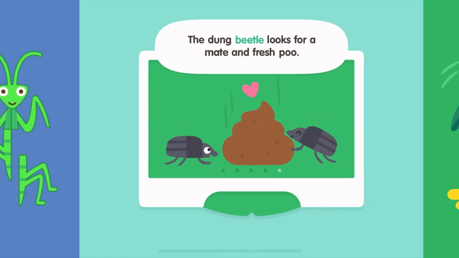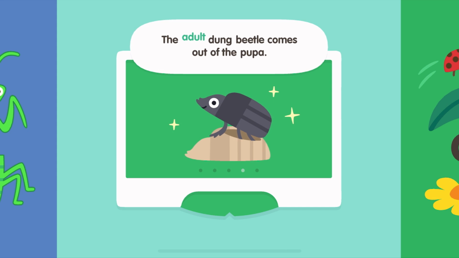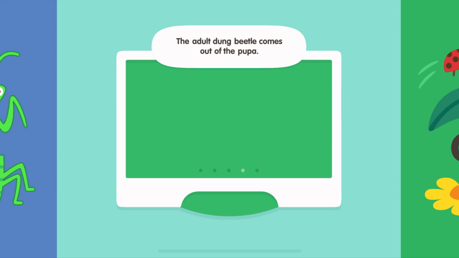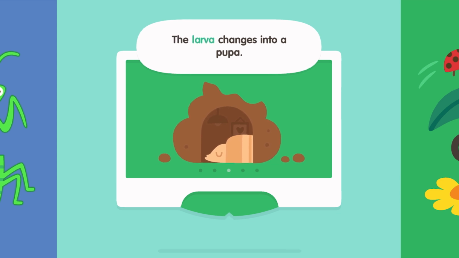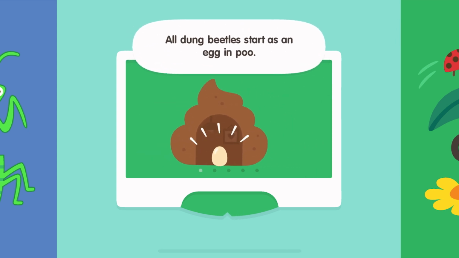The dung beetle looks for a mate and fresh poo. The adult dung beetle comes out of the pupa. The larva changes into a pupa. A larva comes out of an egg and eats the poo to grow. All dung beetles start as an egg in poo.